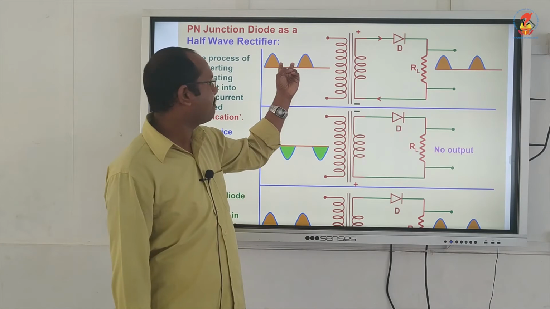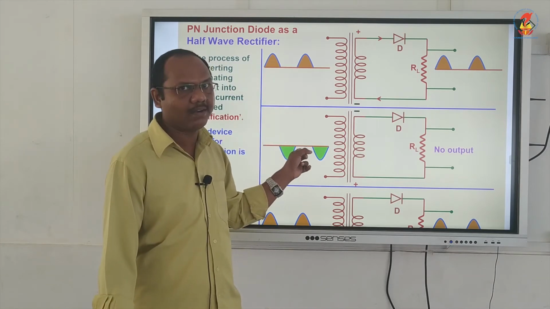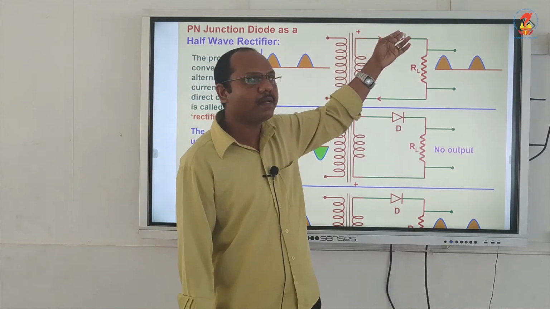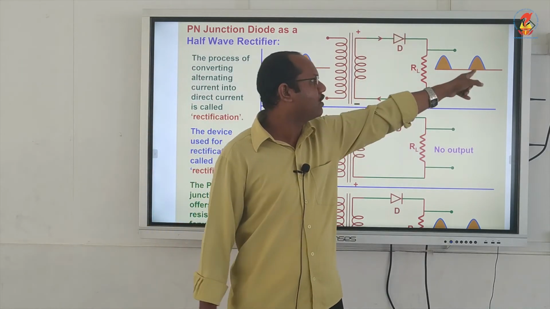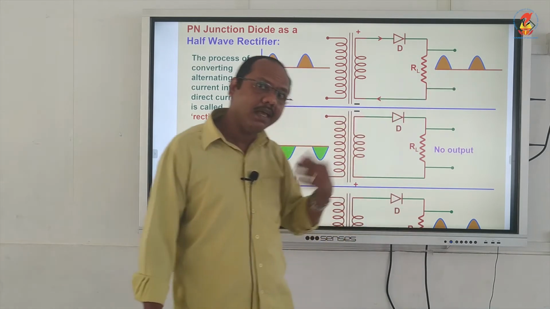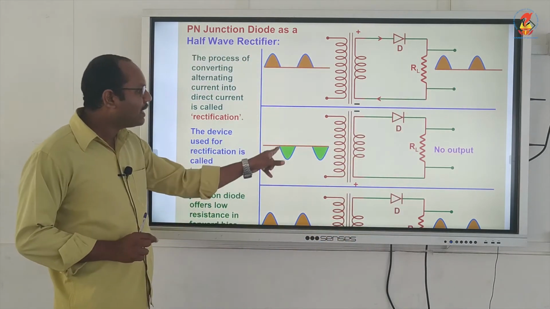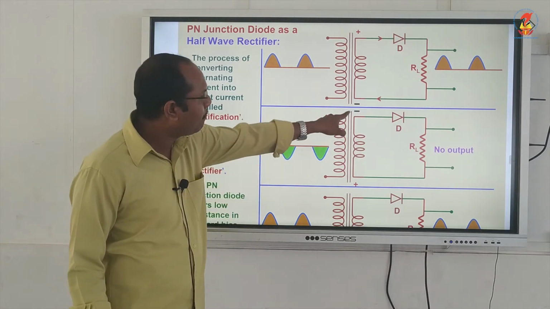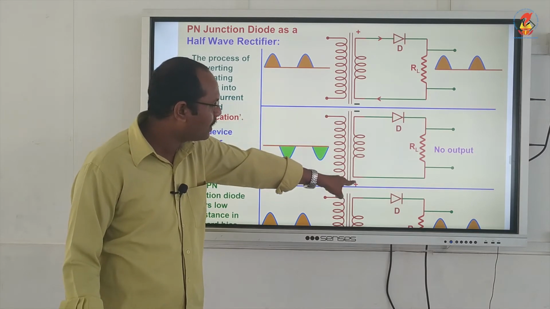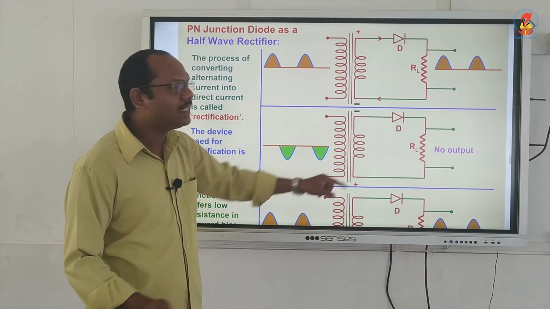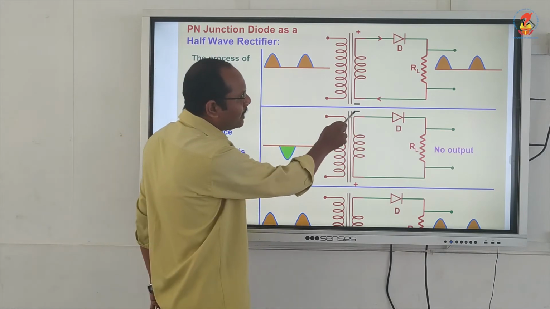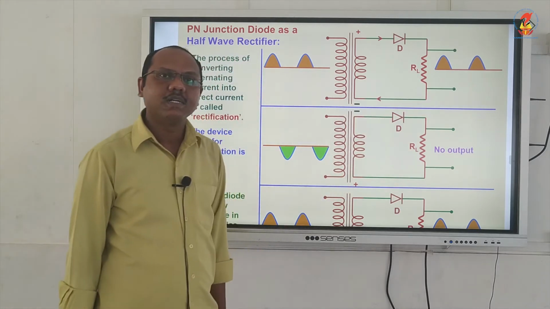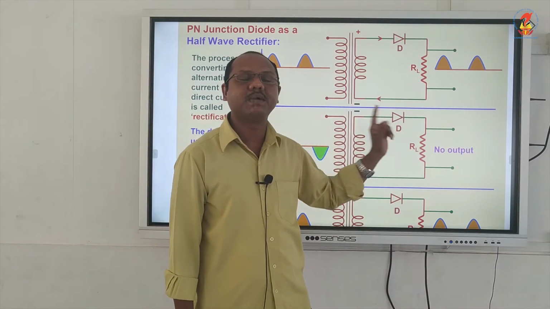Again, this is a gap. This gap shows the negative cycle. And when the next positive cycle comes, the same thing happens: the diode is in forward bias, the diode conducts and you will get the output. And think what will happen when the negative cycle comes. When the negative cycle comes, the upper terminal is negative and the lower terminal is positive. As a result, negative is going to the P side and positive is going to the N side. So this diode is in reverse bias.